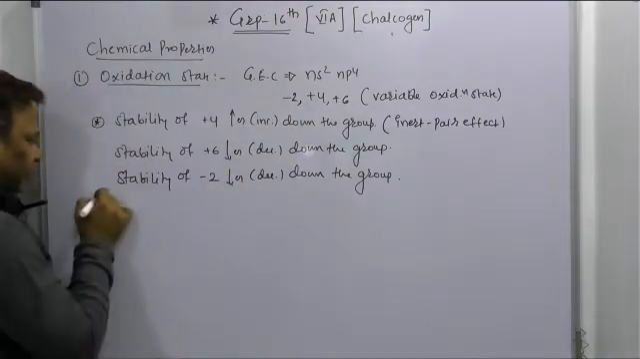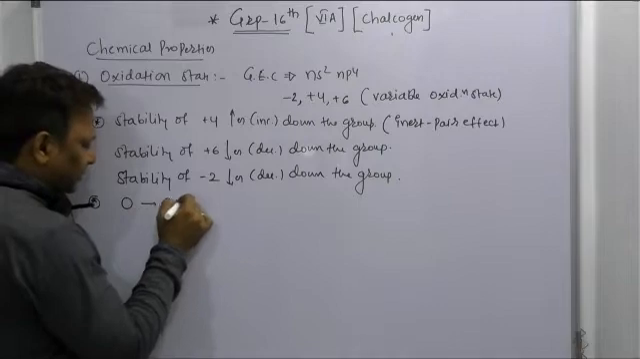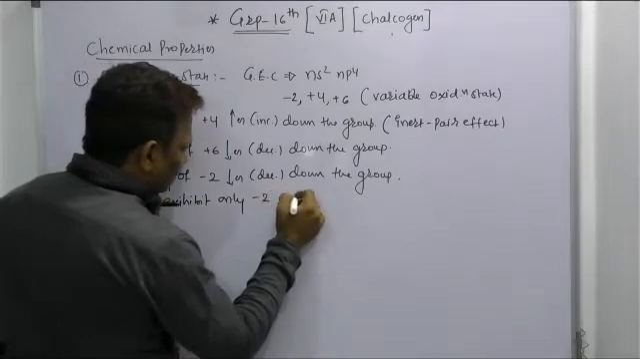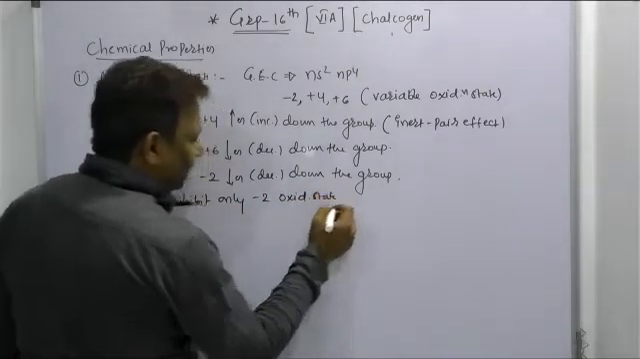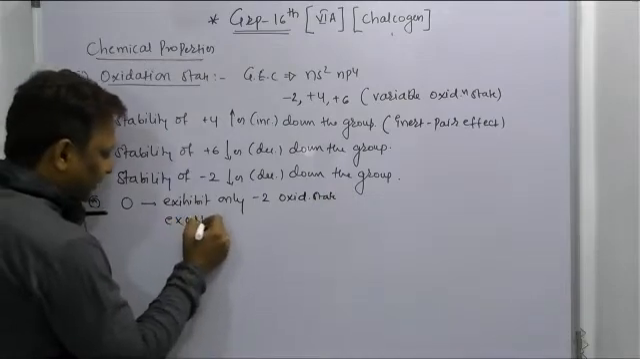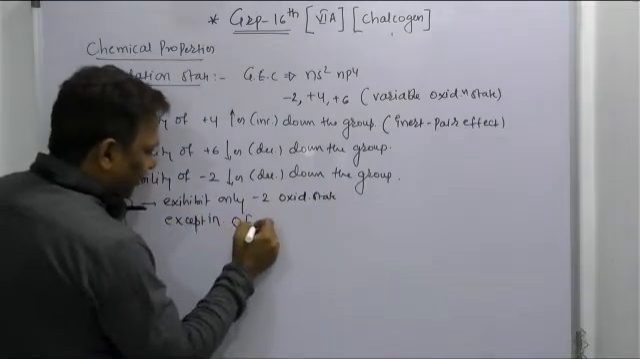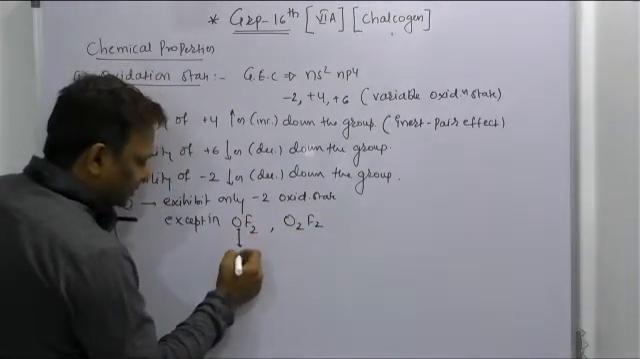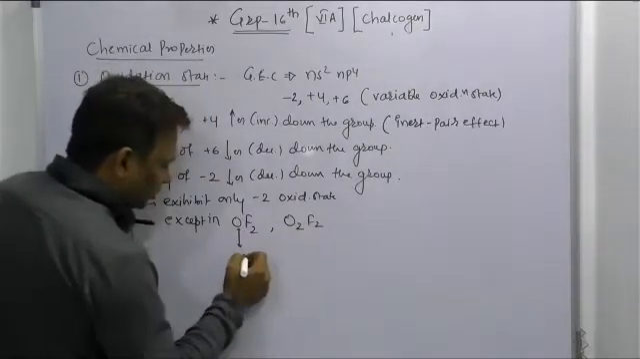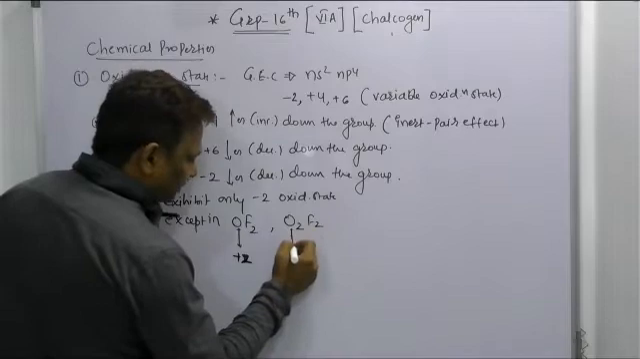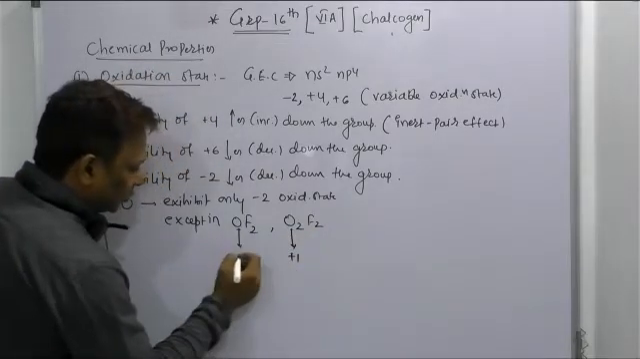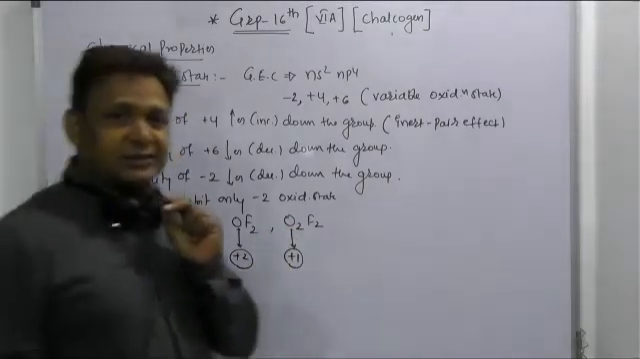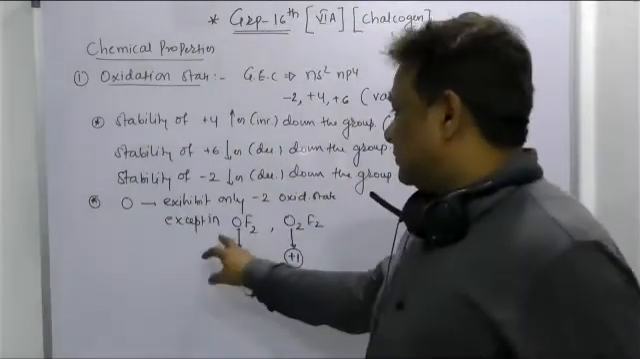One more point we can say, beta, oxygen can exhibit only the -2 oxidation state, except in compounds formed by oxygen with fluorine, OF2 and O2F2. The oxidation state of oxygen is +2 in OF2 and +1 in O2F2. So oxygen will exhibit the -2 oxidation state except in these compounds.